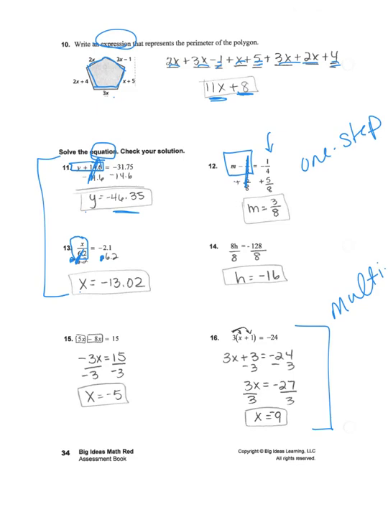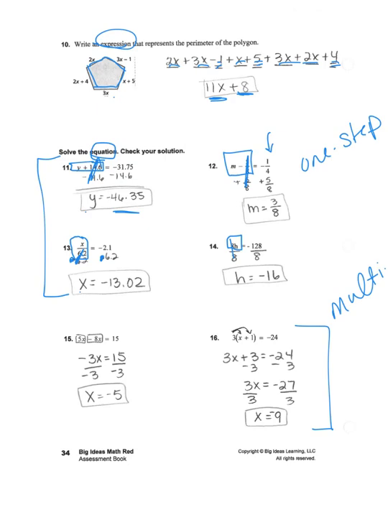In number 14, you have, here's your variable on this side, you have 8h equals negative 128. So it's 8 times h. The inverse is to divide by 8. So you'll isolate and you'll get your h by itself. And then negative 128 divided by 8 is negative 16.